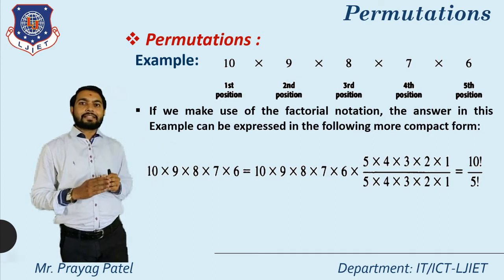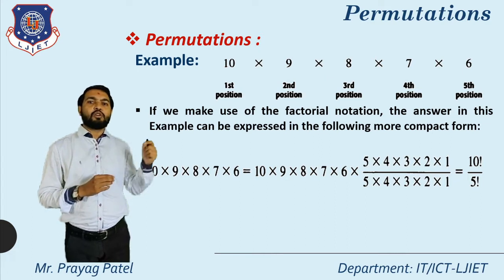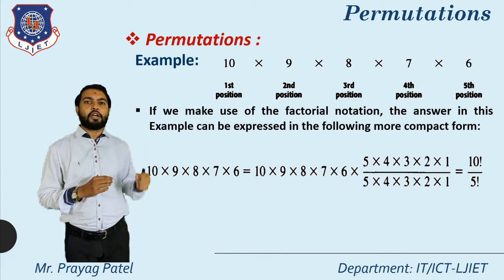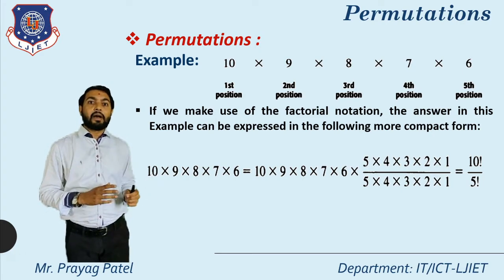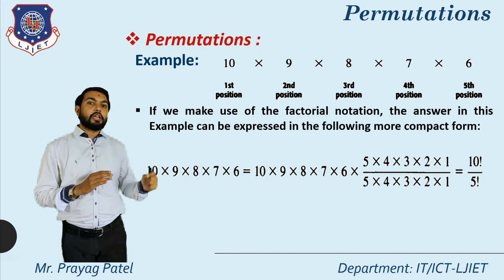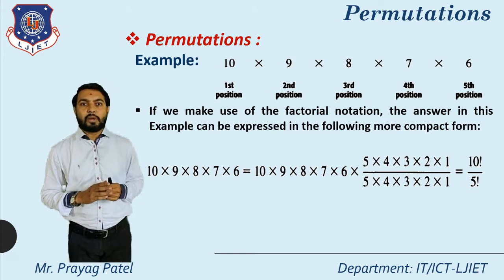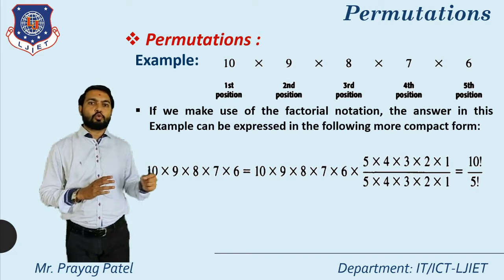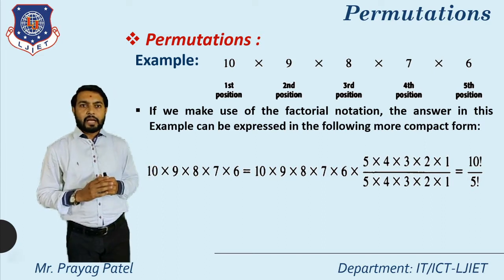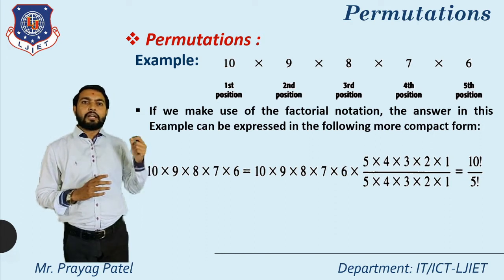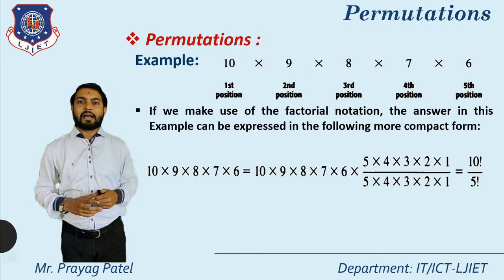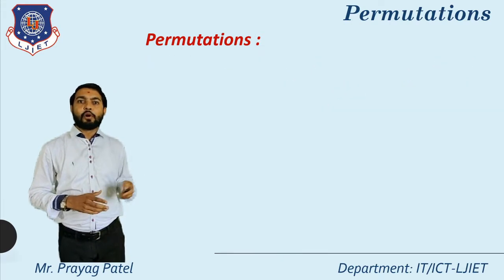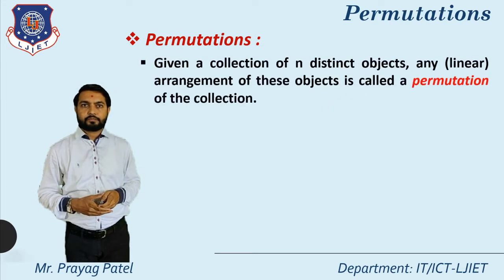So the upper side is considered as 10 into 9 into 8 into 7 into 6 into 5 into 4 into 3 into 2 into 1. That means 10 factorial, divided by 5 into 4 into 3 into 2 into 1. Now what is the meaning of 5 cross 4 cross 3 cross 2 cross 1? It is 5 factorial. That means 10 factorial divided by 5 factorial is the answer for our previous example. This is another way of representing this equation.